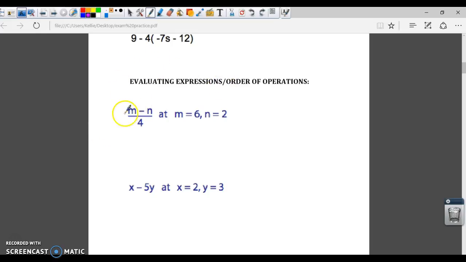After the first video, this is where I left off. Now, don't worry about this word "at." We're just substituting. M is 6 and N is 2. So what I have here is 6 minus 2, and then it's divided by 4. Of course, 6 minus 2 is 4, so you have 4 divided by 4, and of course that equals 1.